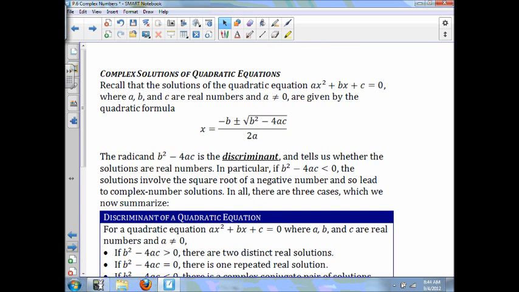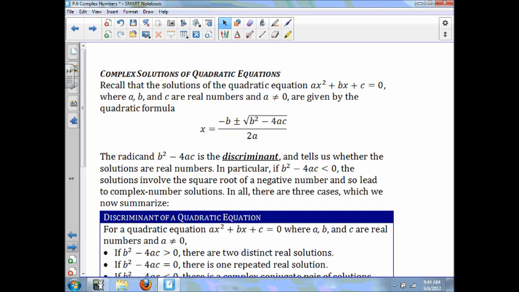Recall that the solutions of the quadratic equation ax squared plus bx plus c equals 0, where a, b, and c are real numbers, and a can't equal 0, are given by the quadratic formula. The radicand, b squared minus 4ac, so the stuff underneath the radical sign, is the discriminant and tells us whether the solutions are real numbers. In particular, if b squared minus 4ac is less than 0, which means it's negative, the solutions involve the square root of a negative number, and so lead to complex number solutions.